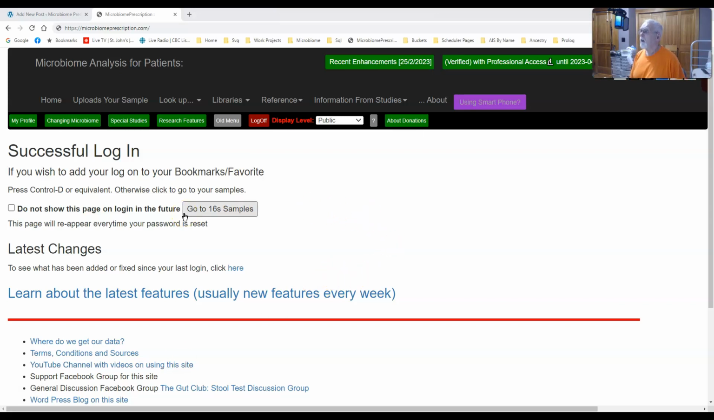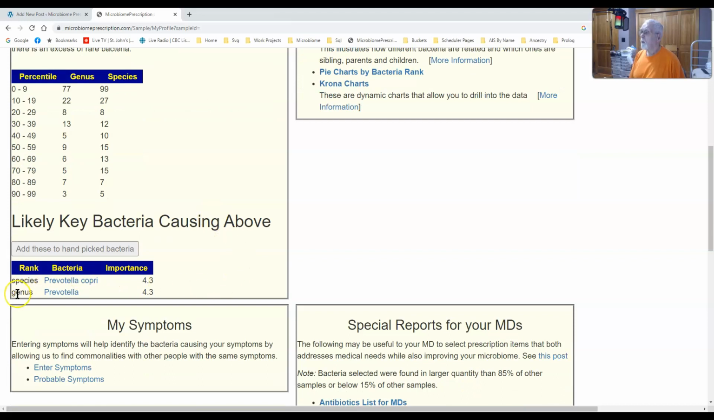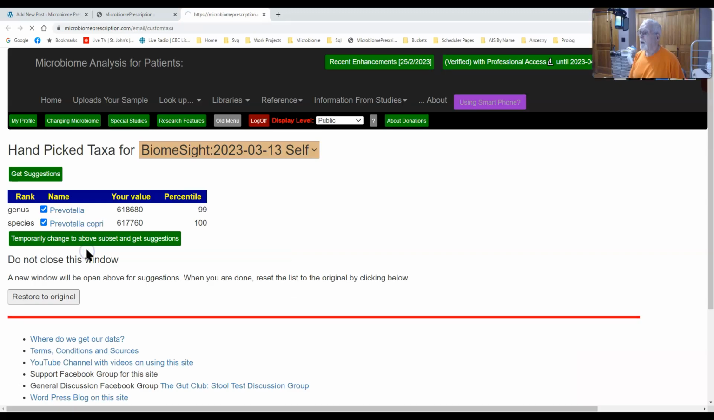So, successfully logged in. We go over to my profile, and in this case what we find is we have some key bacteria here. If we click it to add it there, we see why they were selected, and believe me, you can see why. This is almost 62% of his microbiome is one particular species. He hits the top of the scale for how many he has, literally the top of the scale.